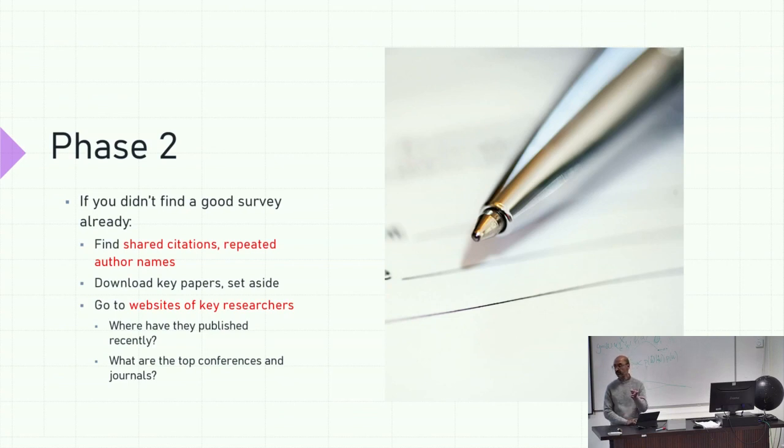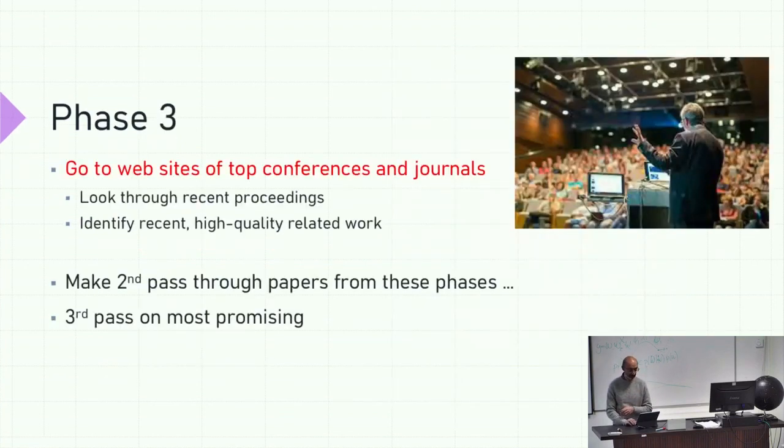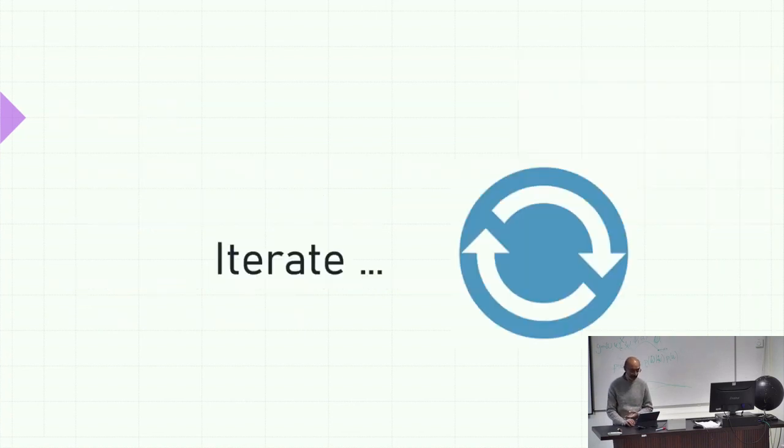If you find they all cite Professor X from Stanford, and you go to Professor X's website, they say, oh, in 2022 I published in this journal. Say, okay, let's go to the journal, see what they did. Let's see what this paper is. We're trying to accumulate a body of good papers and top authors, right? And you're kind of going back and forth. So then you go to the websites of these top conferences and journals, and you see what did they publish? What is recent high quality related work? And you basically make a second pass of these top papers and the third pass on the best, most promising papers. Once you've done that, you just iterate.